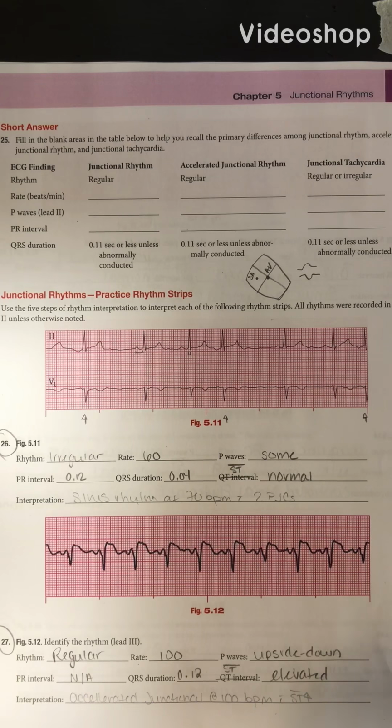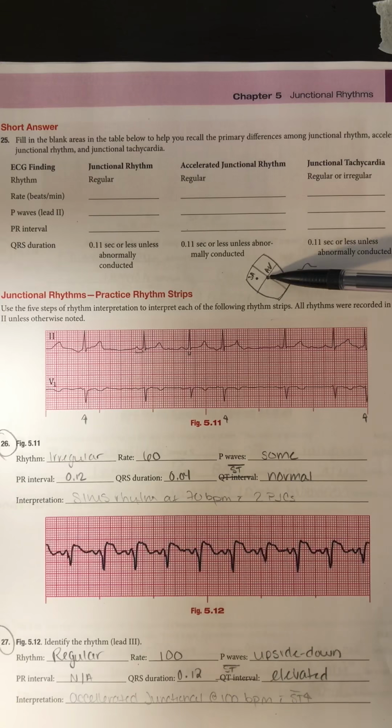For this segment, we're going to be going over junctional rhythms. This is in chapter 5 of the ECG Made Easy book, and we're going over the practice strips in the back of the book. I will not be going over the non-junctional rhythms just to conserve time, but there are some great practice atrial and sinus mechanism strips in the back of this chapter.